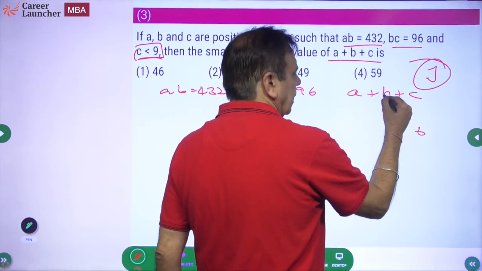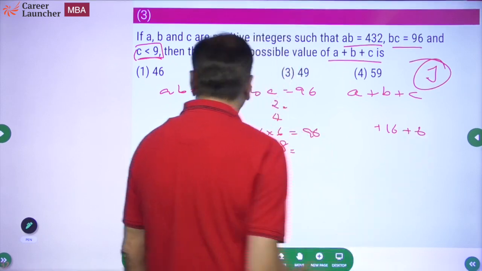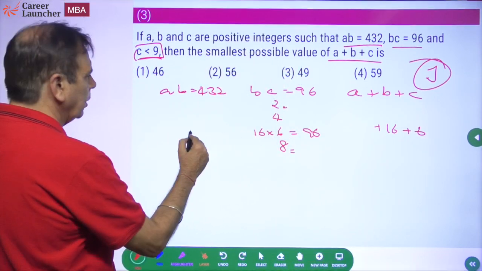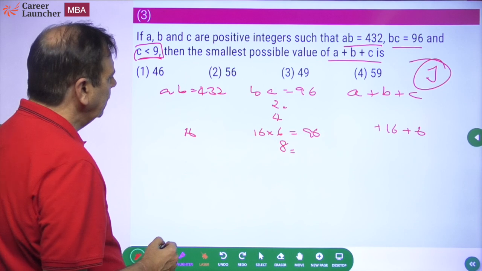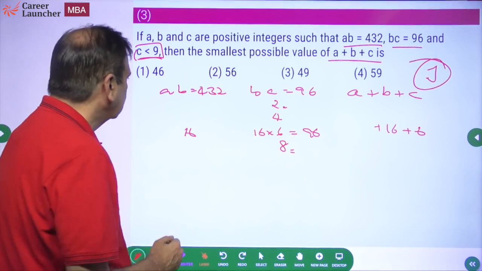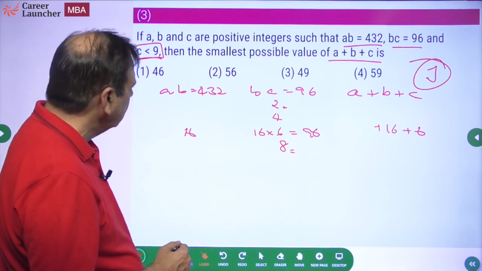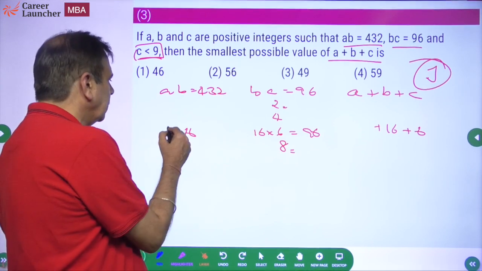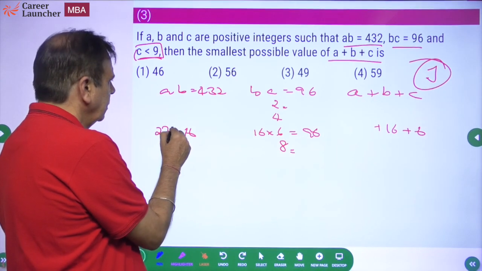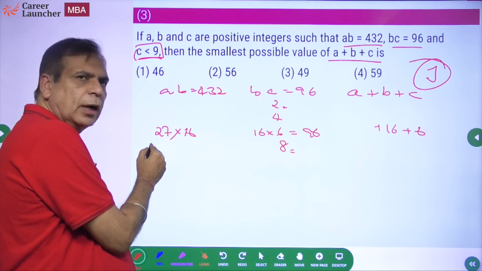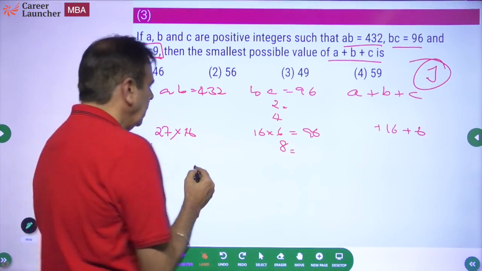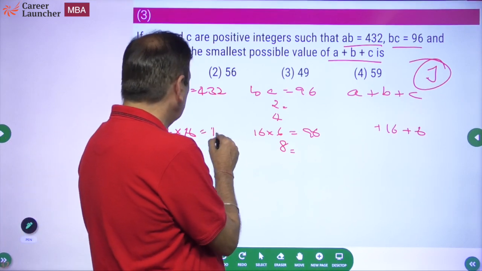Yeah, let me write it neatly. So what should be A? If B is equal to 16, A will be 16 into 30 minus 16 into 3. 16 into 3 is 48, so 480 minus 48 is 432. So A becomes equal to 27.